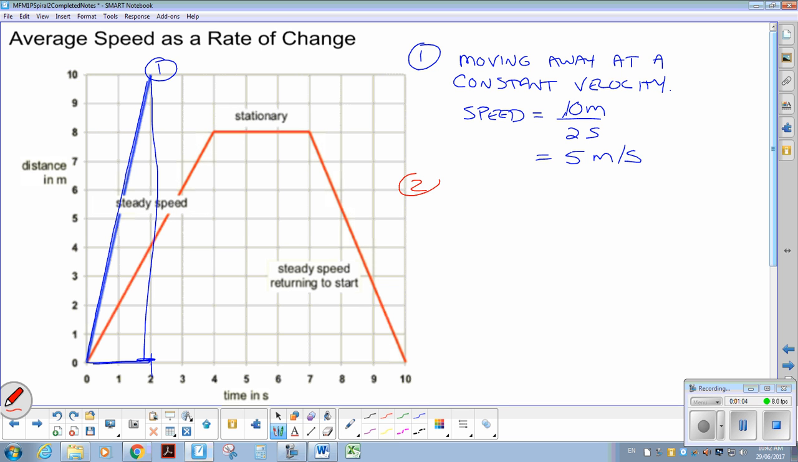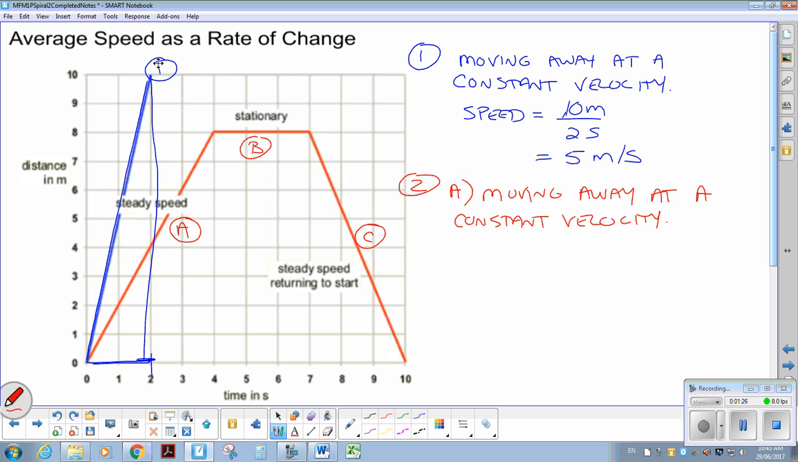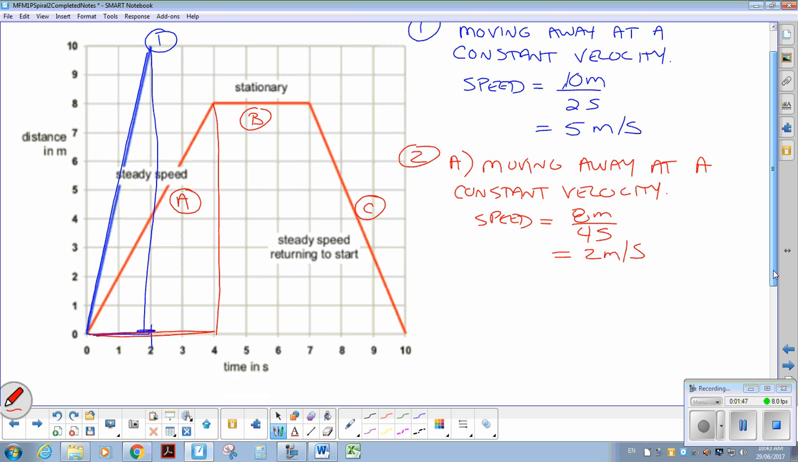All right. Now I'll change to red. So number two, there are 3 stages: stage A, stage B, and stage C. Stage A is moving away at a constant velocity. If we calculate that speed, we create a triangle, and I'm just going to use the big triangles. It seems to be easiest. The height is 8 meters, and the length of the bottom here is 4 seconds. So 2 meters per second for stage A.